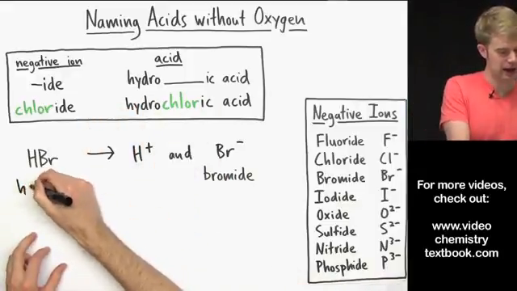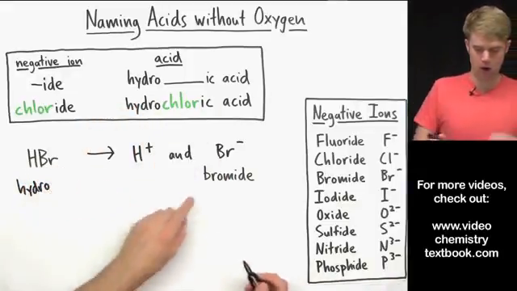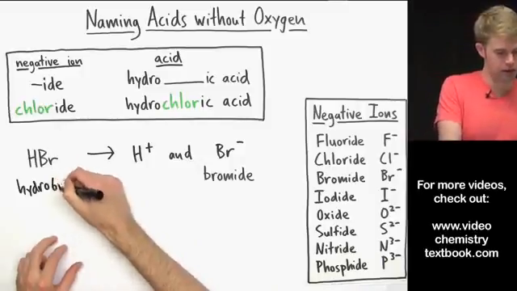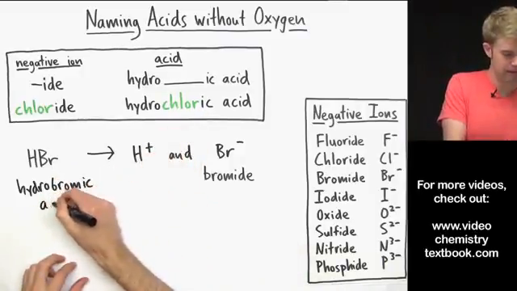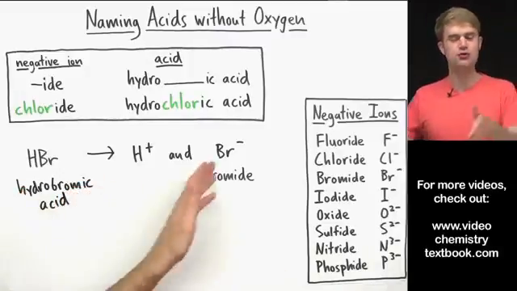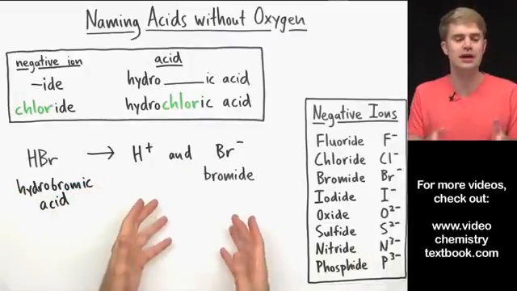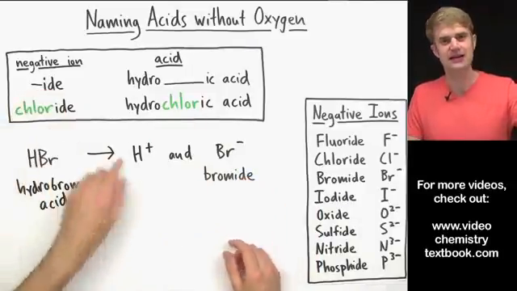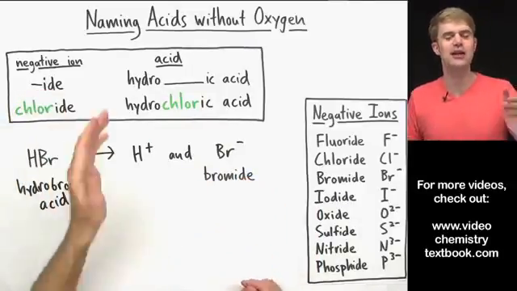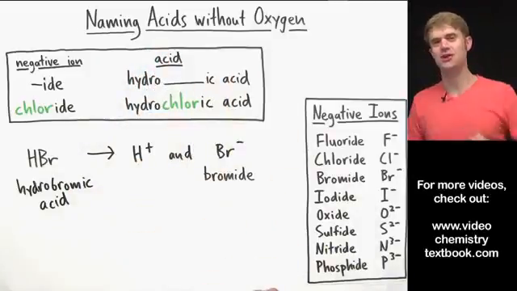So we're going to get hydro, brom, ic, acid, hydrobromic acid. So that's how we name these acids without oxygen, where the negative ion ends in IDE. Now let's take a look at how we name acids that have oxygen in them.